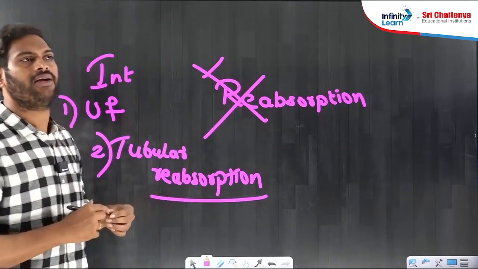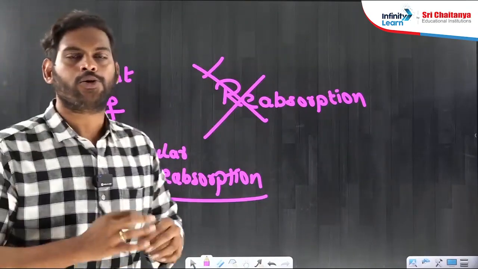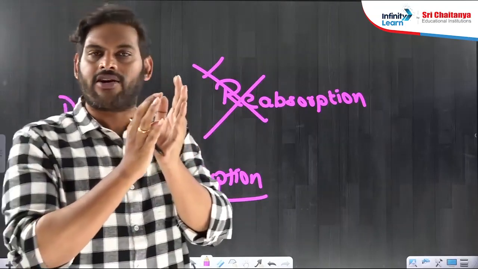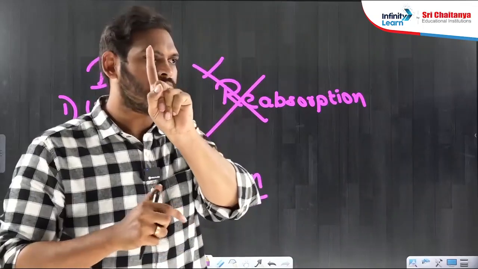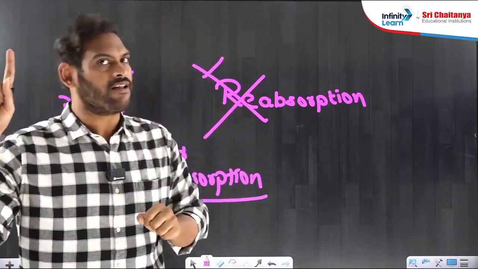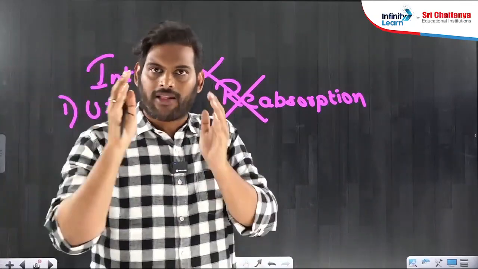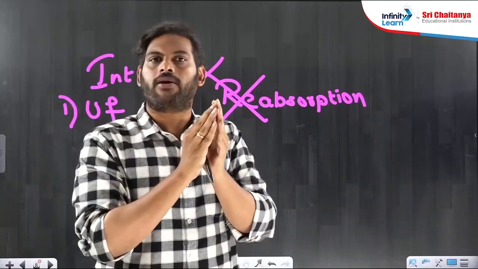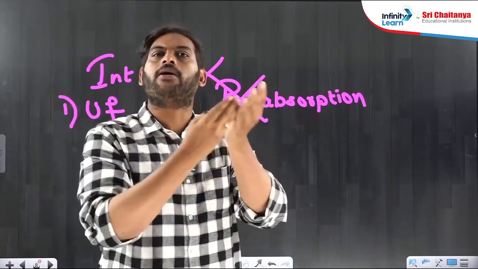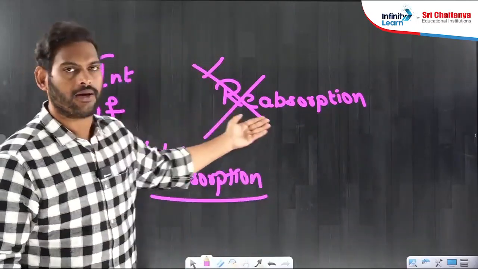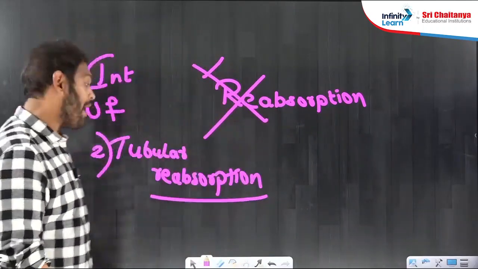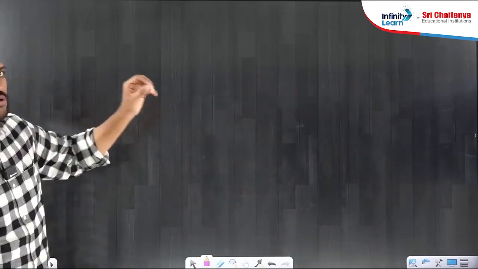Guys, am I clear till this point? So blood is getting filtered out, fluid is formed. So what is the step? Ultrafiltration. So in that fluid also, important things will be reabsorbed. What do you call this step? Tubular reabsorption.